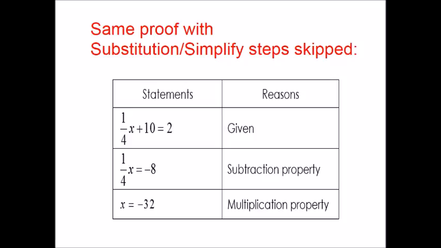Then in the last step, I'm still multiplying both sides by 4, but I skip right to showing that that gives me x on the left side and -32 on the right side.